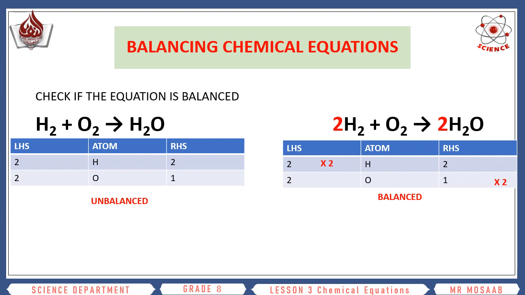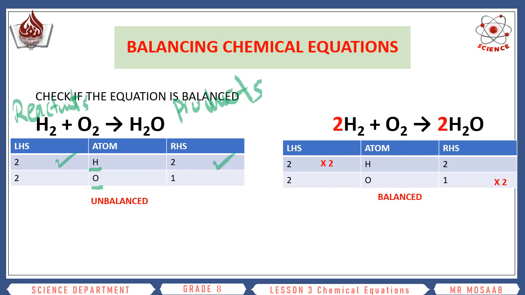Here let's see an equation. We have only 2 atoms, hydrogen and oxygen. Before the reaction, before the arrow, this side is the reactant side, and here after the arrow it is the products. So how many hydrogen atoms before the reaction? We have 2 hydrogen atoms, and after also 2.